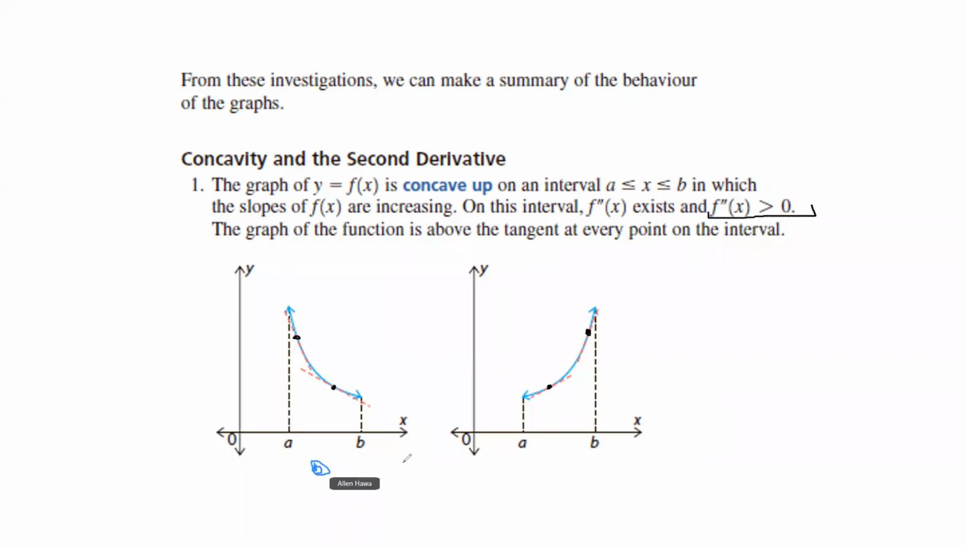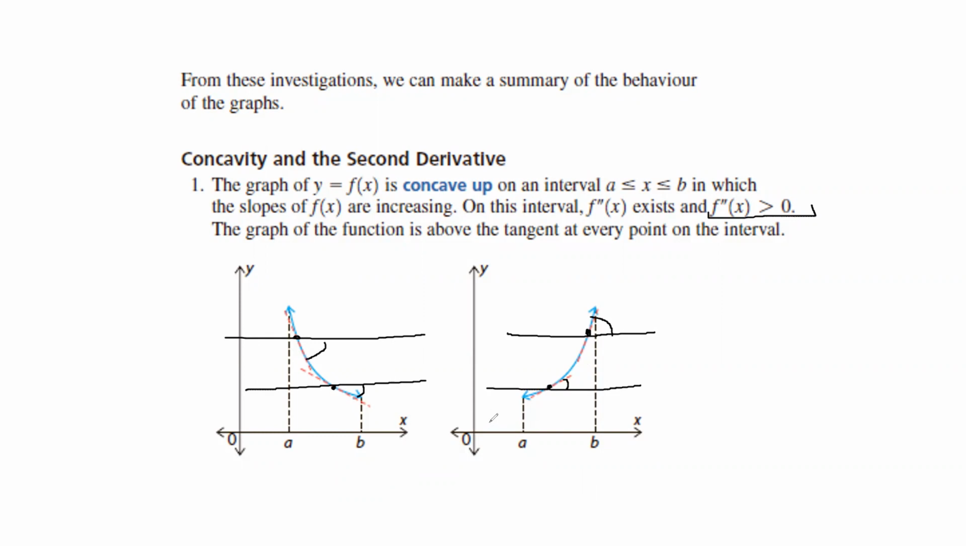So this one here is concave up, and this one is concave? No, both of them are concave up. Yes, they're both concave up, because if you take a look at the slope of a tangent line, you can see that the angle is increasing for each one of them.